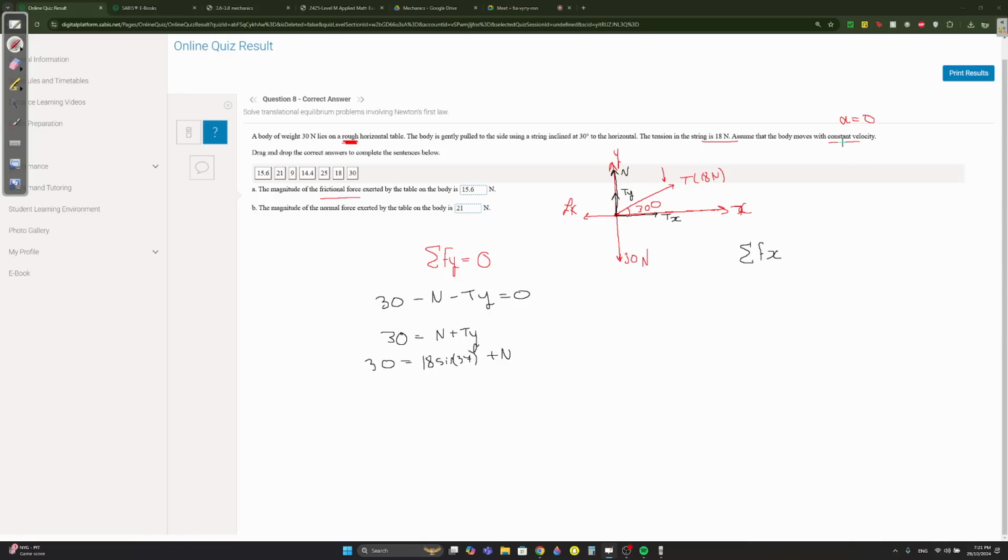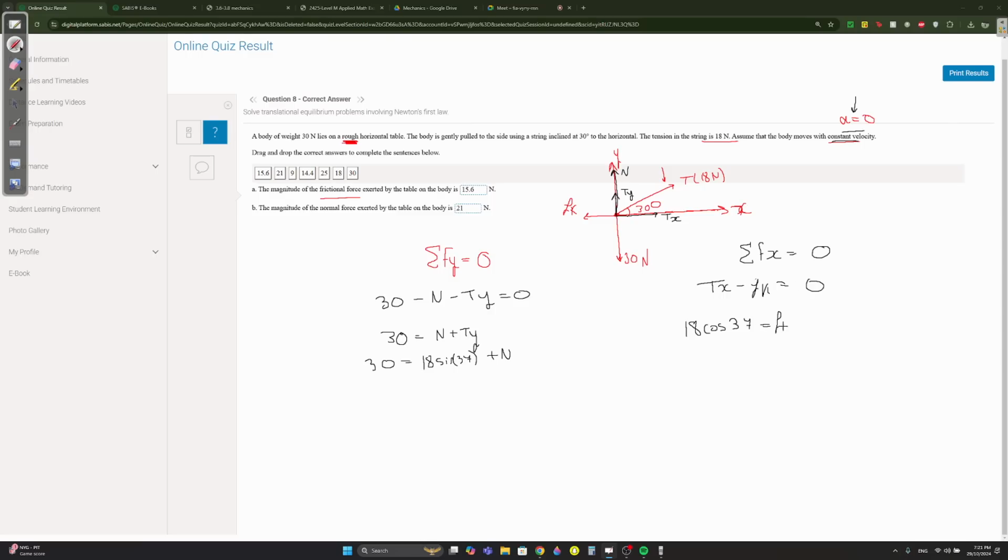How about Fx? Is it accelerating? It's not accelerating. We said a is 0 because it's a constant velocity. Many people say, oh, it's moving, so Fx equals ma. No, it's equal to 0. We only have Fx equals ma if there is an acceleration. Here there's no acceleration. What are my Fx's? Tx and Fk. It's moving to the right, so Tx minus, let's call it Fk, is equal to 0.